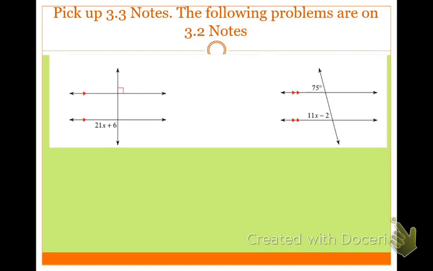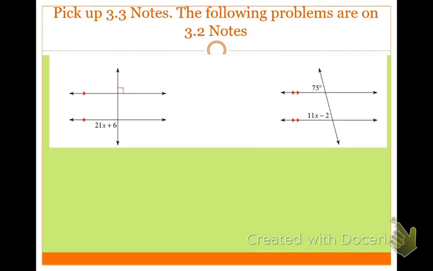All right, supplementary. What relationships were supplementary? Consecutive interior. What's the second one we talked about? Linear pair. So you need to define the relationship and then figure out if that means they're congruent or supplementary.